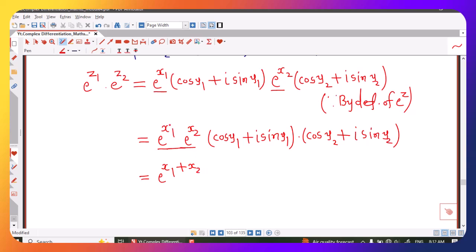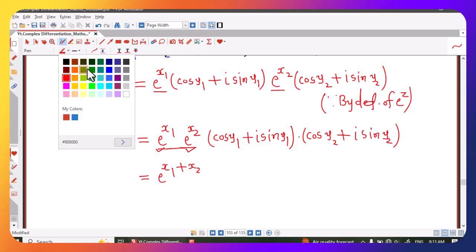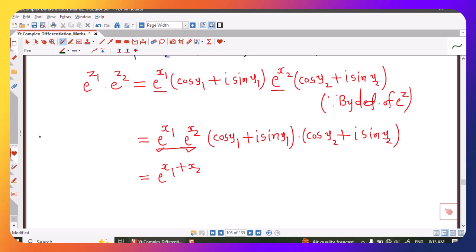So here x1 and x2 are real numbers or real variables, therefore e raised to x1 and e raised to x2 are real exponential functions, therefore we can write this.